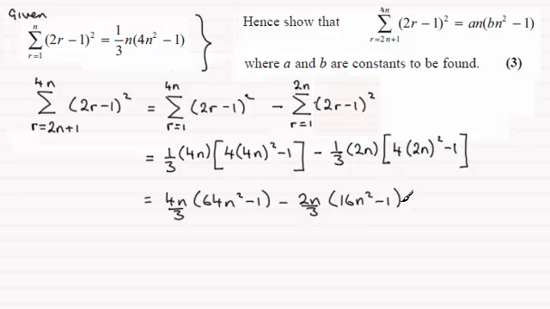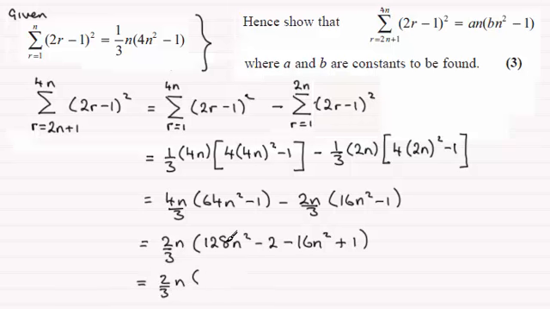And I can see that if I pull out 2/3 n, or 2n over 3, I'm trying to head towards this form, okay? 2/3 n, and then have an open bracket. Then I'm going to need to double these two values in here, so that's going to be 128n squared minus 2. Then it'll be minus 16n squared, and then we've got plus 1. Okay, and cleaning this up further, we've got 2/3 n, and we've got 112n squared minus 1. And that's clearly in this format.